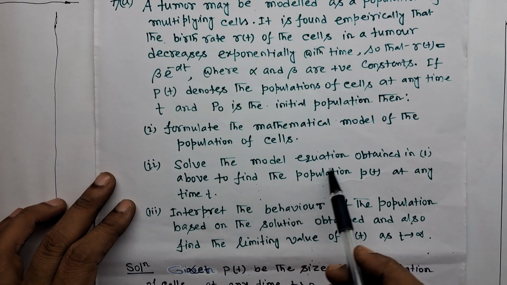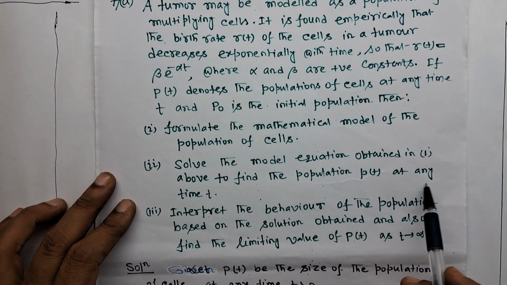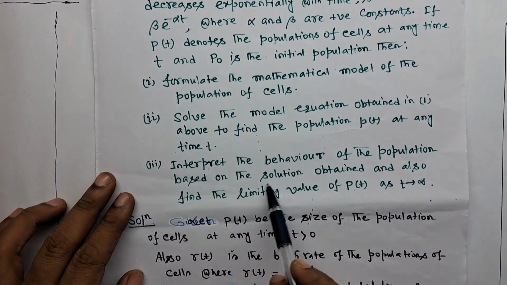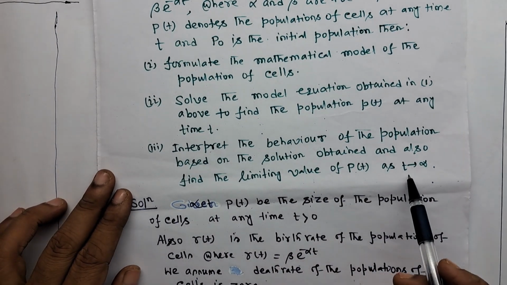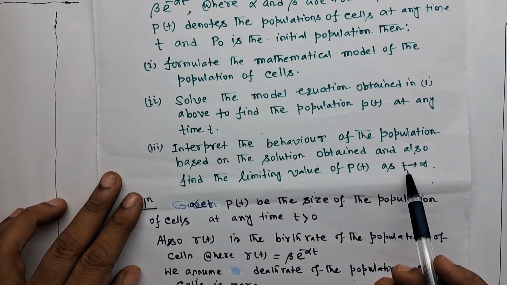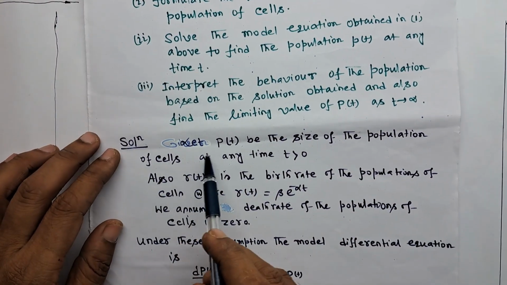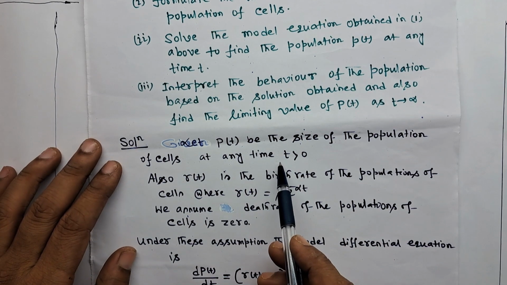Solve the model equation obtained in 1 above to find the population P(t) at any time t. Interpret the behavior of the population based on the solution obtained, and also find the limiting value of P(t) as t tends to infinity. So, solution: let P(t) be the size of the population of cells at any time t.